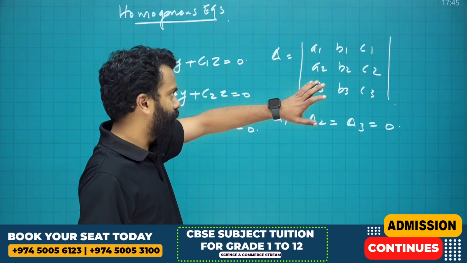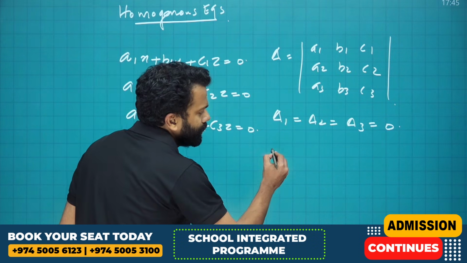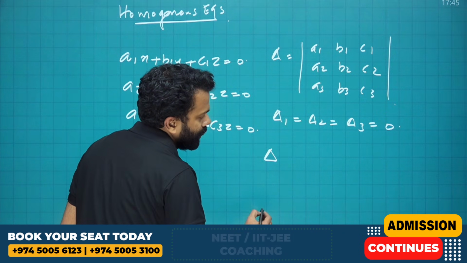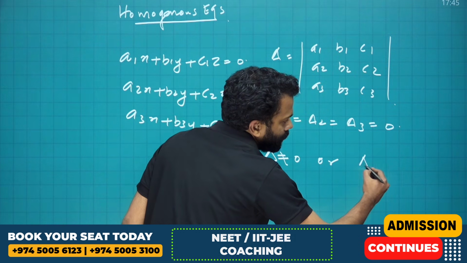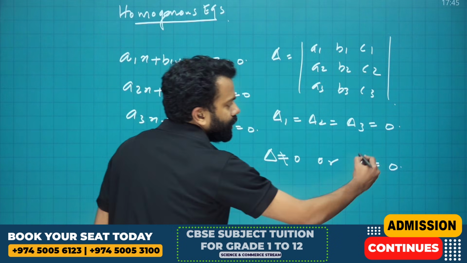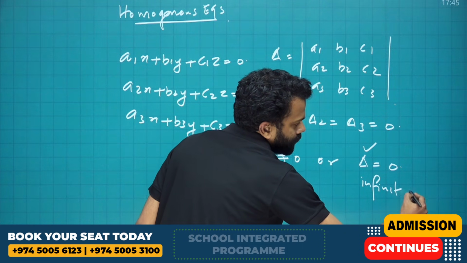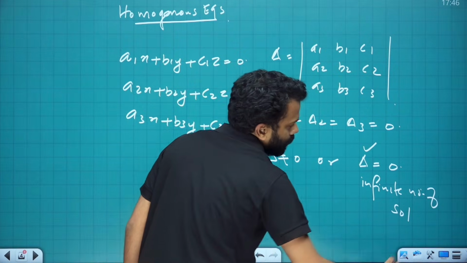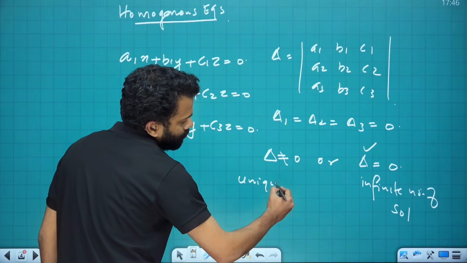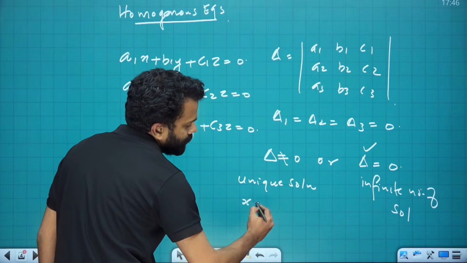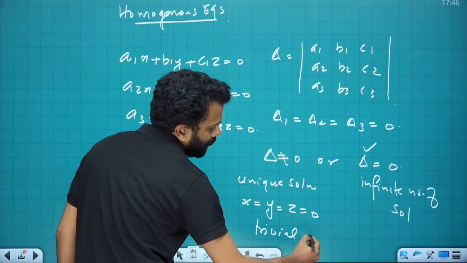See, whatever the case, the system of equations will be consistent for homogeneous equations. That is, we need to find the determinant of the coefficient matrix. Either it will not be equal to 0 or the determinant will be equal to 0. If it is equal to 0, then the equation will have an infinite number of solutions. And if it is not equal to 0, then the equation will have a unique solution, and the solution will be x is equal to y is equal to z is equal to 0. It is also called a trivial solution.